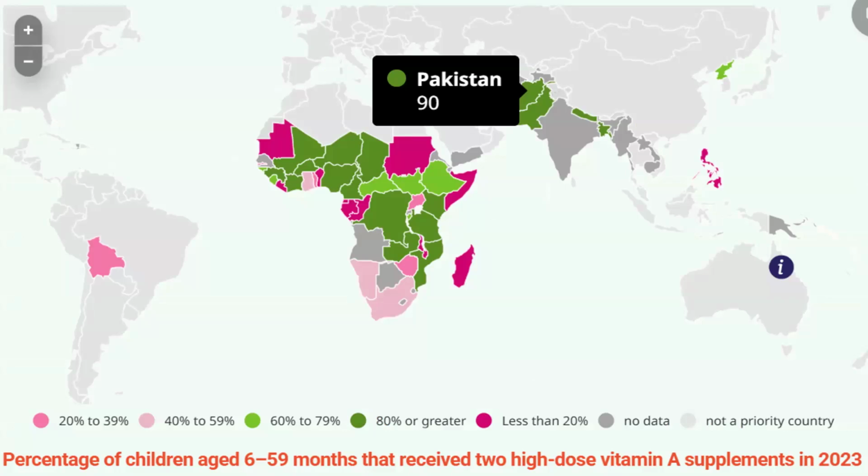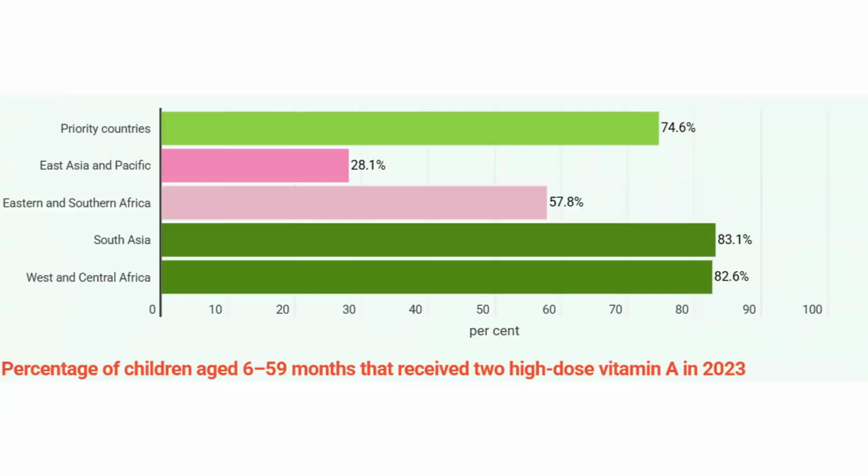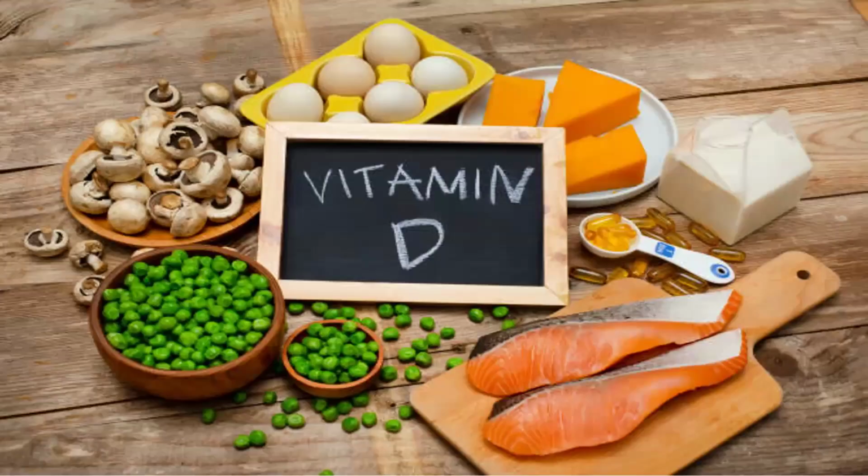This is the percentage of children aged 6 to 59 months who received 2 high-dose vitamin A supplements in 2023. And you can see that Pakistan is 90%. 90% of our children receive the 2 doses. This is the percentage of children again who received 2 doses in 2023, and the distribution is according to the areas, regions, and in South Asia, 83.1% were given the 2 doses.